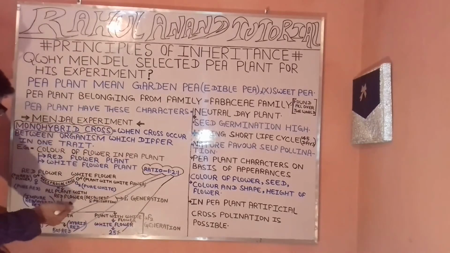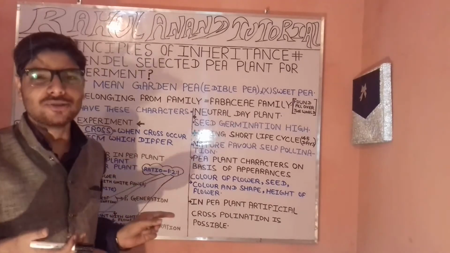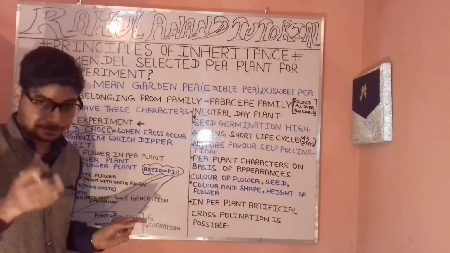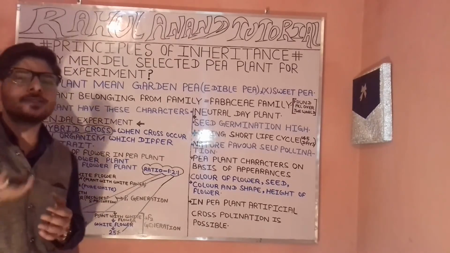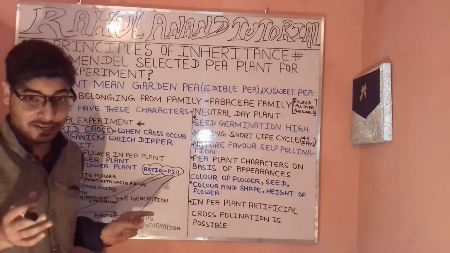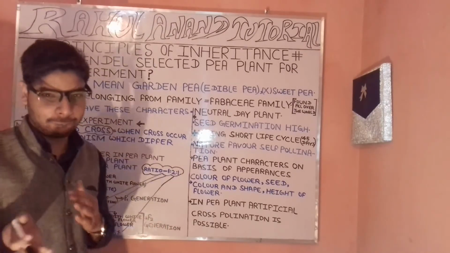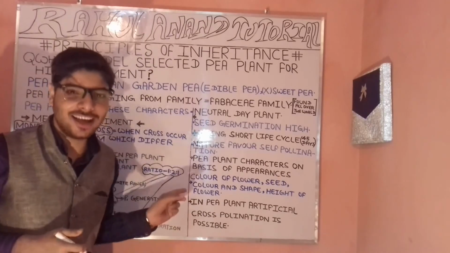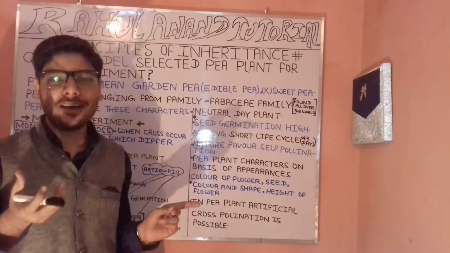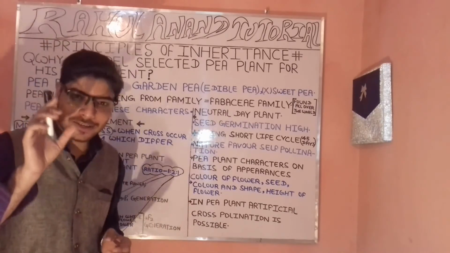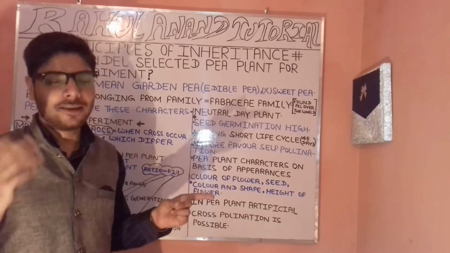So here is the case. In the F1 generation, all the plants which will be produced will be red in color. Why is it so? This is because of self-pollination. And you know well what self-pollination is: the transfer of pollen between anther and stigma of flowers, either within the same flower or between two flowers located on the same plant.